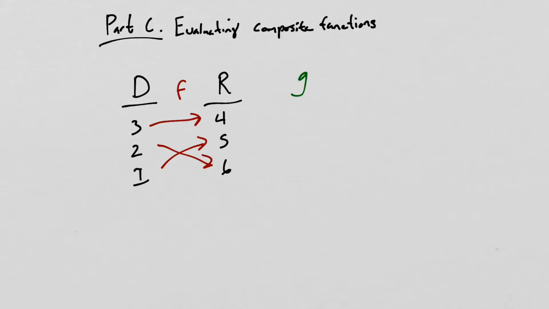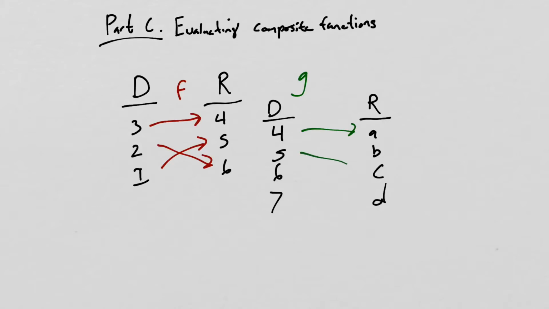So again, the domain of g is given by the range of f. So we have 4, 5, 6. Let's also suppose that the domain of g has an extra input. We'll call this extra input 7. And the range of our function g is going to be given by the numbers a, b, c, and d. g assigns 4 to a, it assigns 5 to c, and 6 to b.